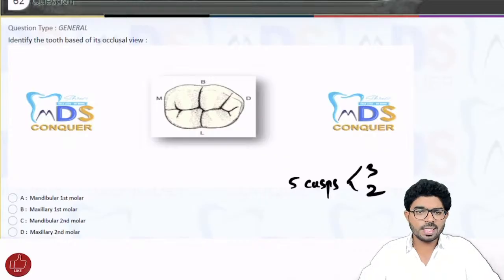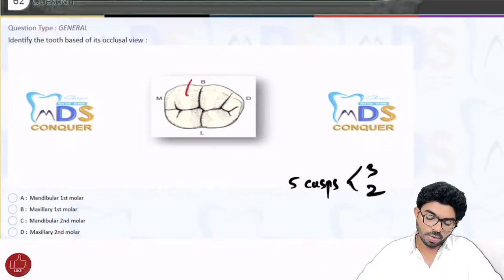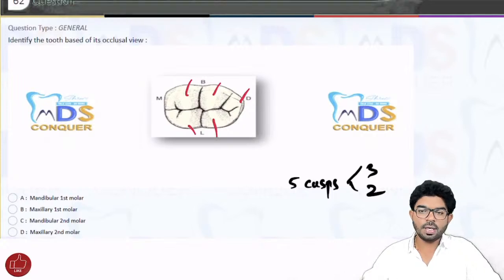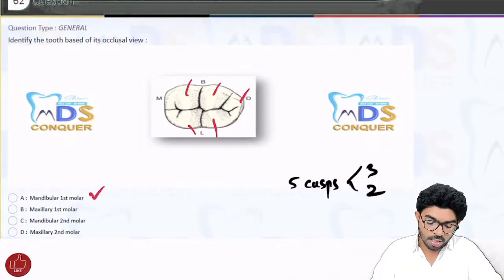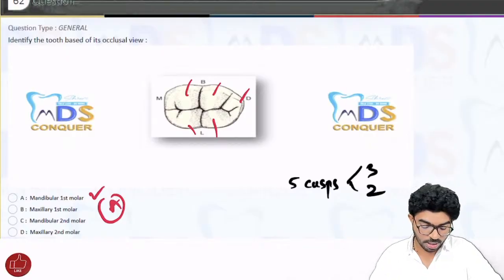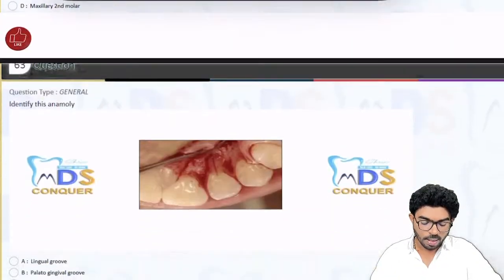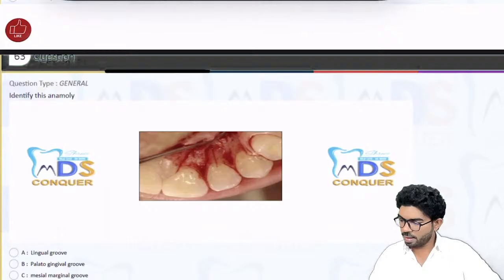Okay, so this is a straightforward occlusal surface of the mandibular first molar, where you can see on the buccal side 3 cusps, 1, 2, 3, and on the lingual side you can see 2 cusps. So this is an occlusal surface of the mandibular first premolar. Okay, right. So the answer is option A. Jumping into 63. Yeah, 63 is again a very straightforward, easy question.